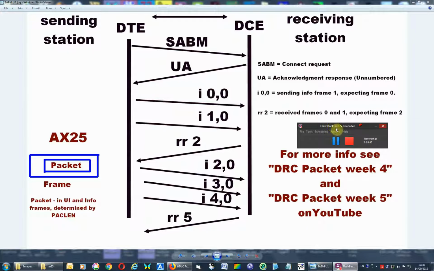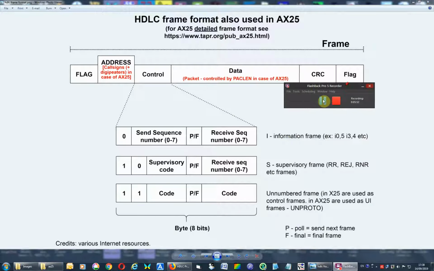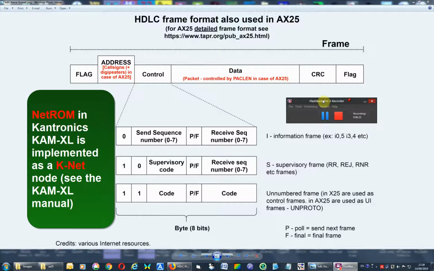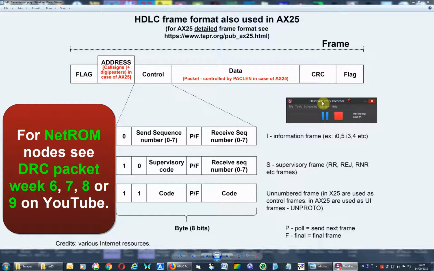And unconnected mode, which is not shown here, is called datagram mode, which again is where only UI frames are sent without acknowledgement. AX25 works at the hardware level, so this is how it differs from TCP/IP, which works at a higher level. AX25 is not routable unless NetRom is used. NetRom was developed later and is called layer 3, I believe, AX25 layer 3, which adds a bit of routing capability to AX25.